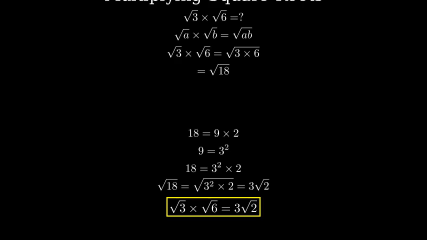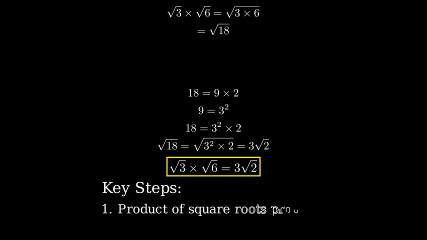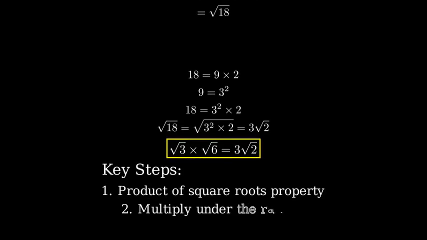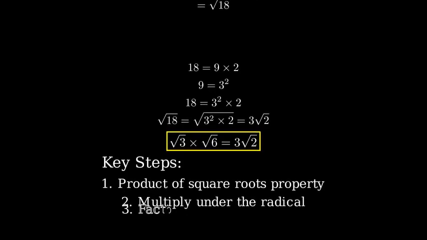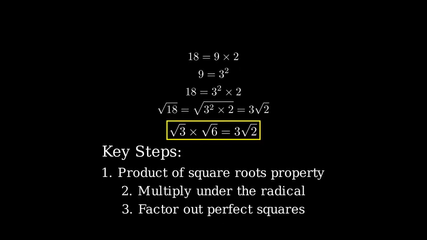Let's review the key steps we used. First, we used the property that the product of square roots equals the square root of their product. Then, we multiplied the numbers under the radical. Finally, we simplified by factoring out the perfect square.